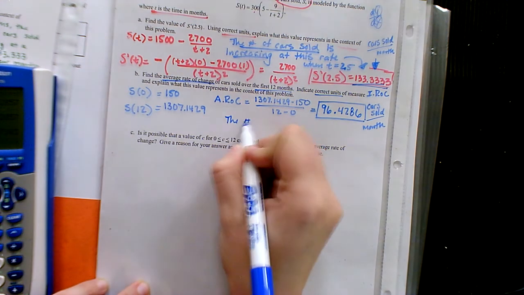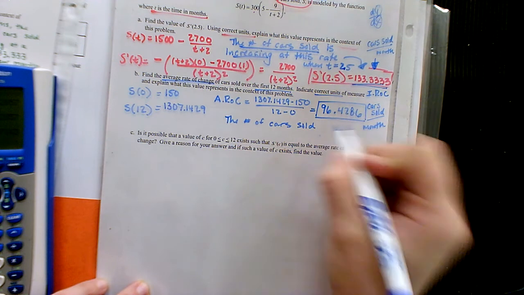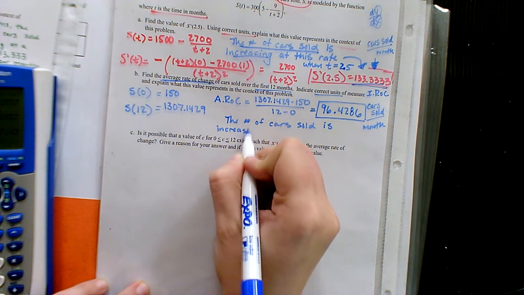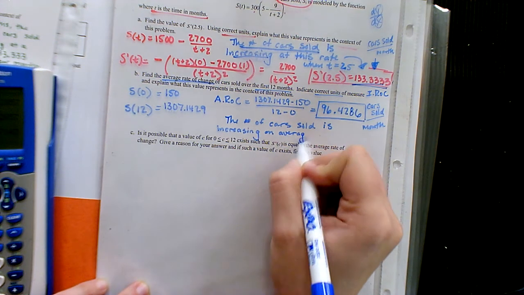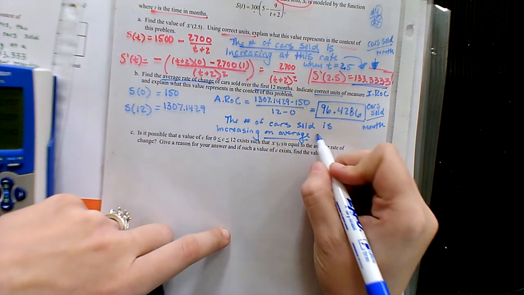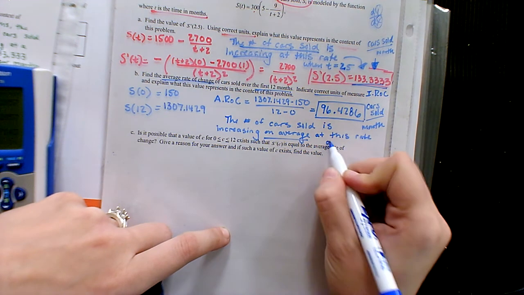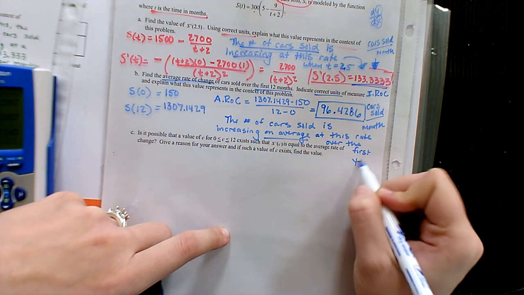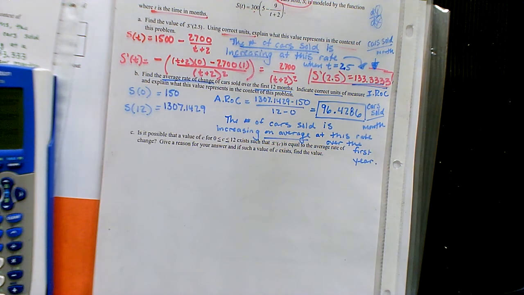So we'll say the number of cars sold is increasing on average, because this was an average rate of change, at this rate over the first year. Some might be a little less, some is a little more, but it's just an average. If you think about our driving example, for instance, if you go to the mills, maybe your average speed is 50 miles per hour, but hopefully you're traveling less than that in front of the school, and hopefully you're traveling a little bit faster than that on 28, or else you might get hit by someone going too fast. So it's an on average, beginning point and ending point, taking those into consideration.